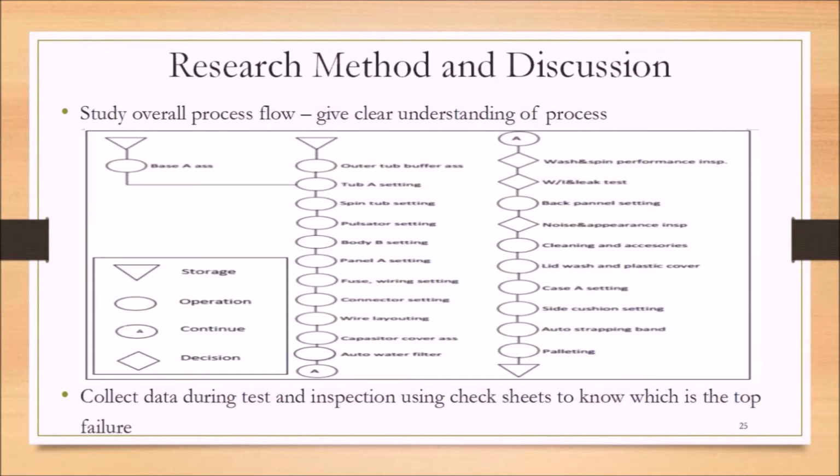First, we should study the process flow of washing machine assembly to get a clear understanding of the assembly process. The picture shows how the washing machine is assembled. They will analyze this sub-process further by collecting data during tests and inspections using check sheets, to see during which process it will produce the potential failure.